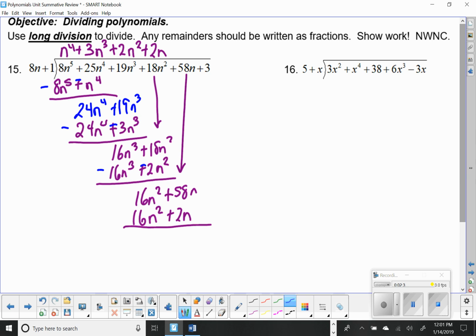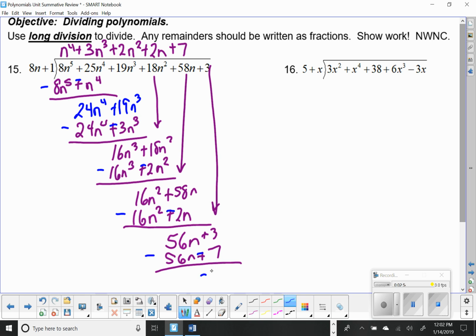I go through and I subtract. Cancels, and 58, I've got 56n. 8 will go into 56 7 times. So this gives me 56n plus 7. Bringing this guy down was plus 3. Doing the subtraction leaves me with negative 4. So this becomes minus 4 over 8n plus 1.